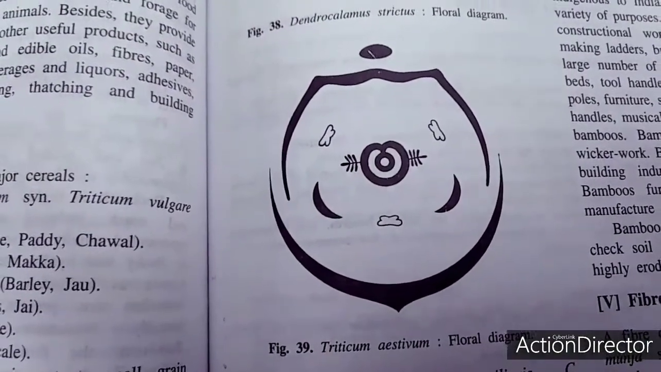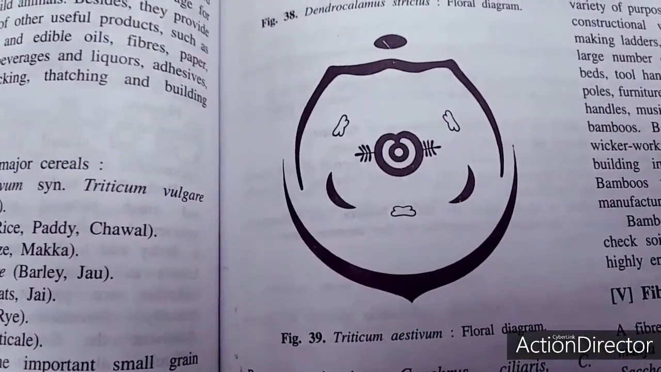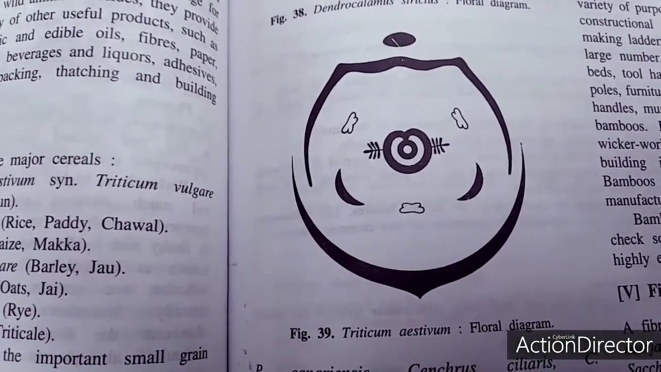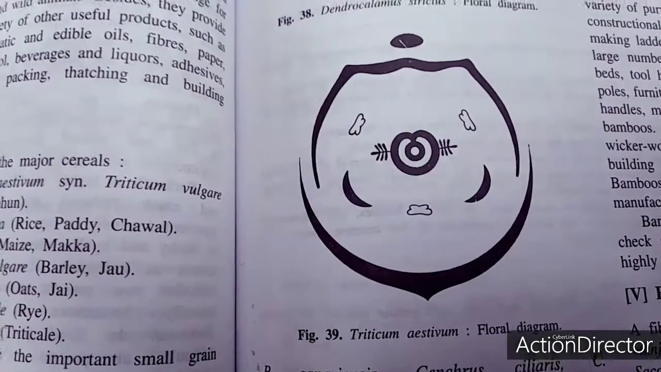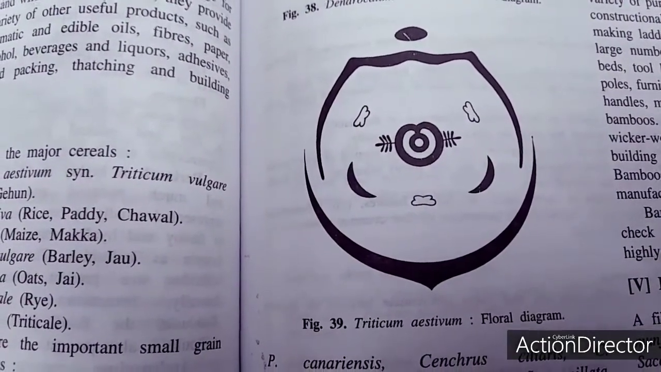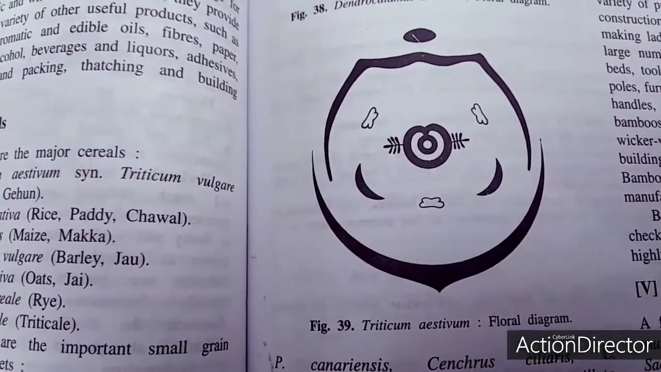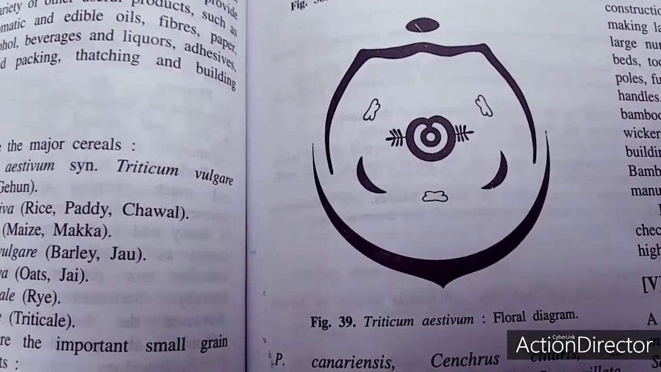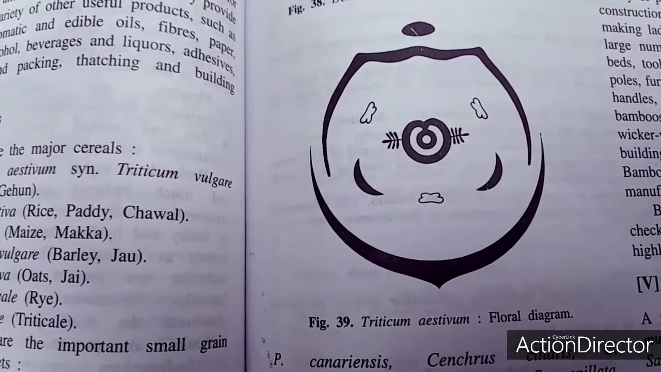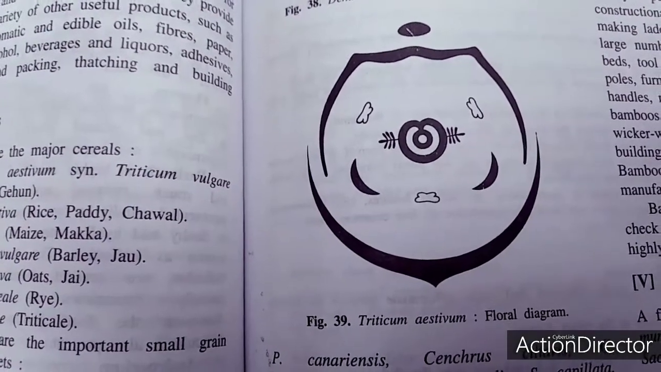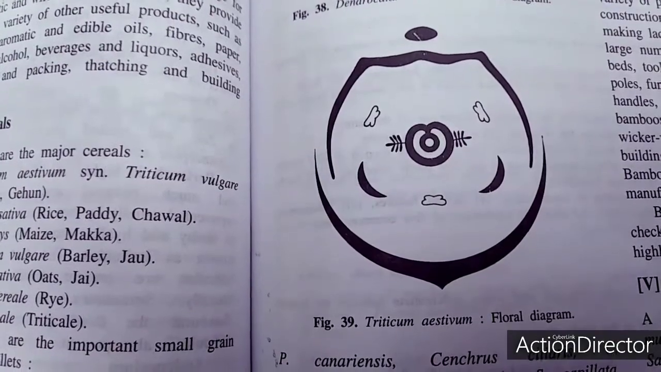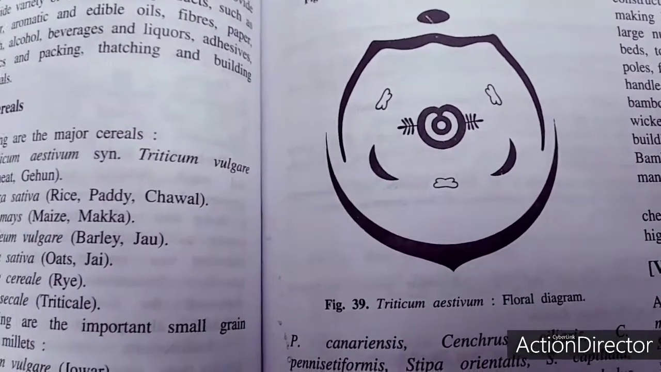This family is very economically important because it provides the cereals, which are the base of food: Triticum aestivum, Oryza sativa (rice, paddy), the maize Zea mays, Hordeum vulgare, Avena sativa, Secale cereale, which is rye. Triticale also belongs to this family, as do Sorghum vulgare (jowar) and Pennisetum typhoides, which is pearl millet, also belonging to the family, bajra.